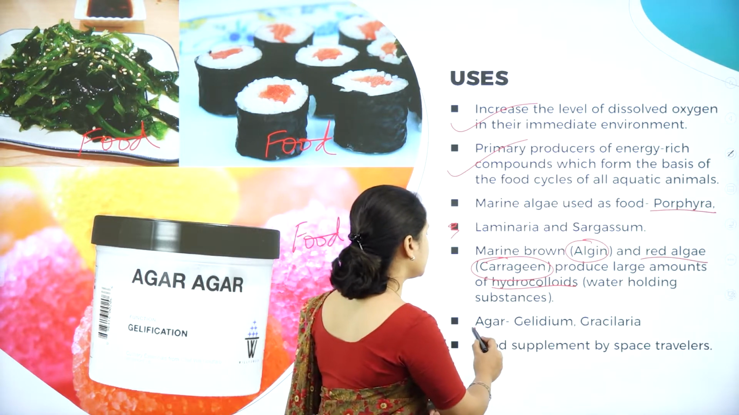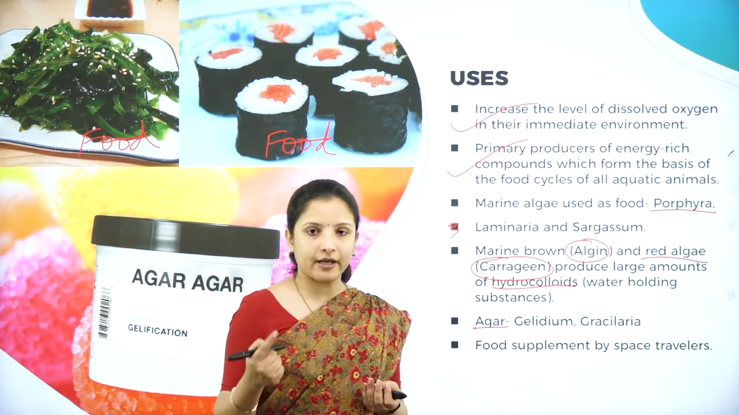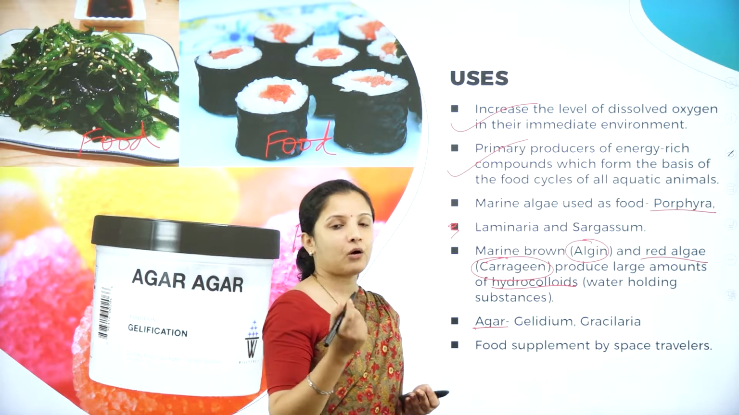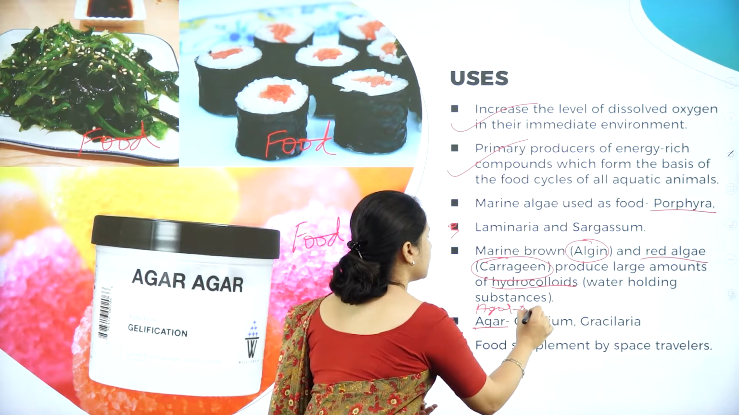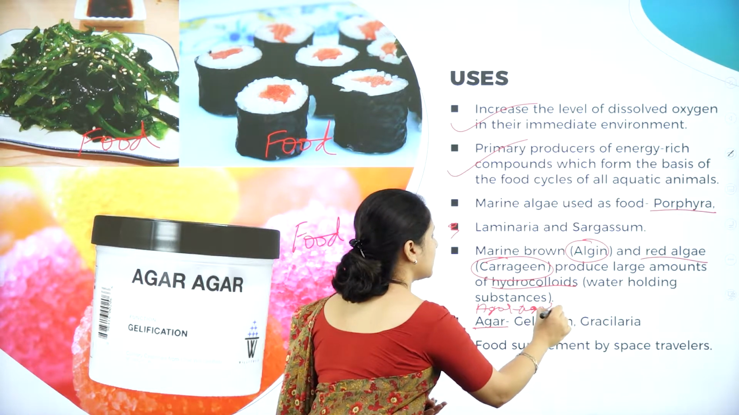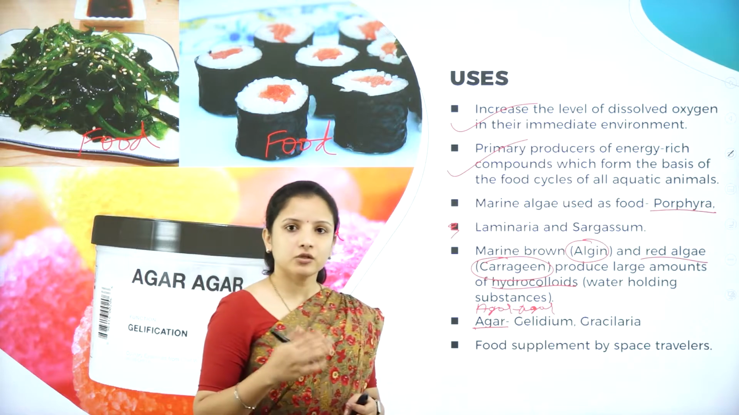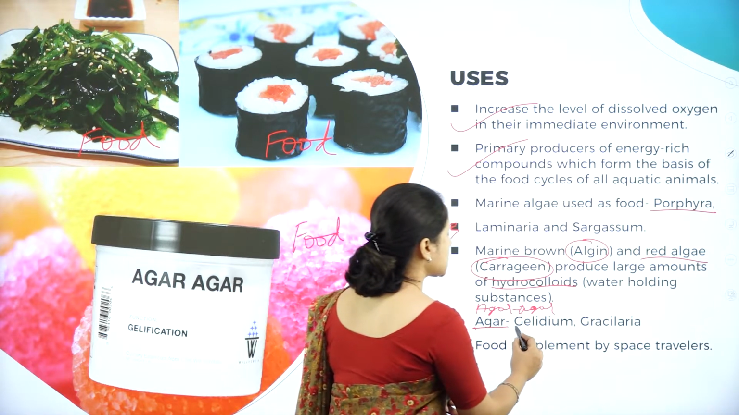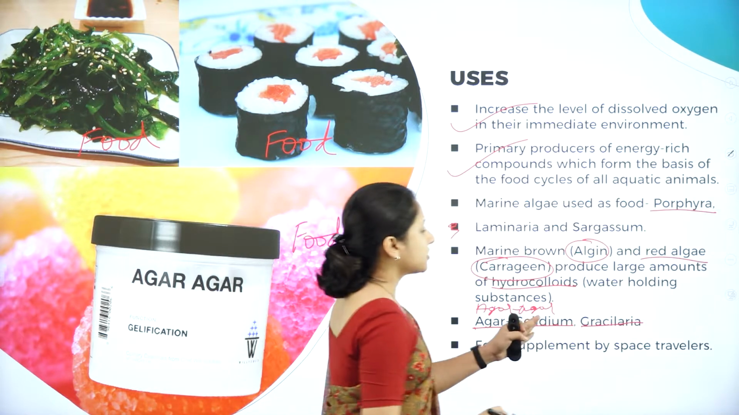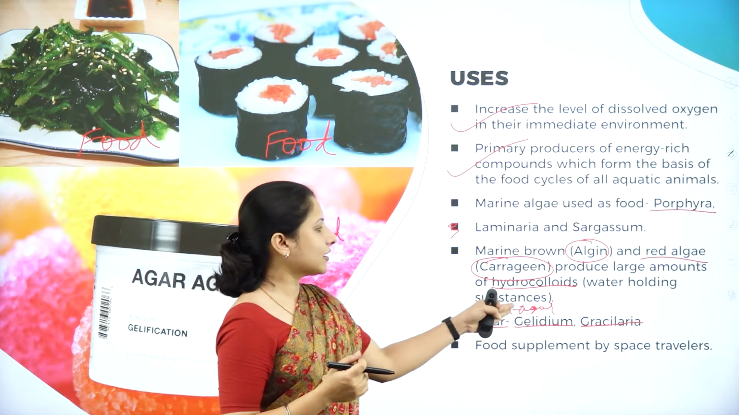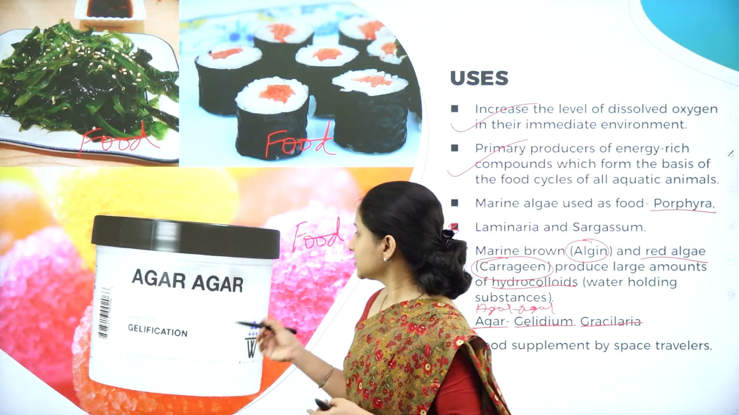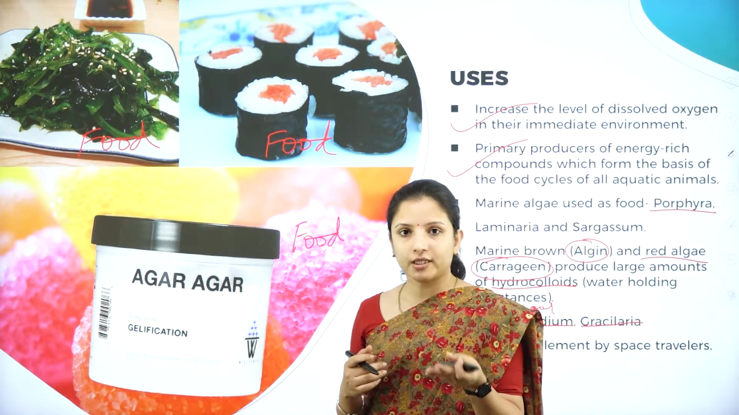And next, moving on to agar. Agar is one kind of algae out of which a powder called agar-agar is produced. The different types of agar algae are Gelidium and Gracilaria. Out of Gelidium and Gracilaria, agar-agar is prepared. This agar-agar is actually used as a gelling agent or a solidifying agent.